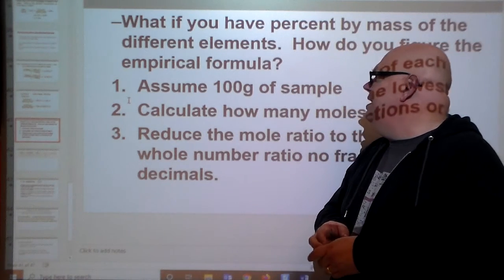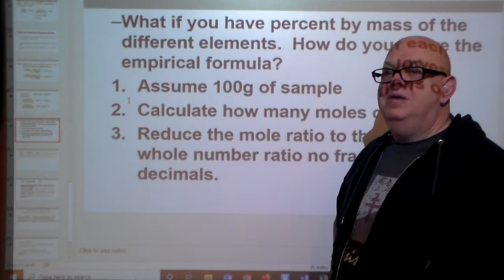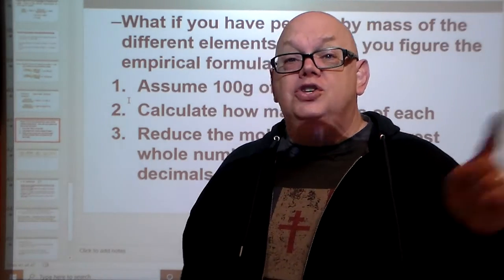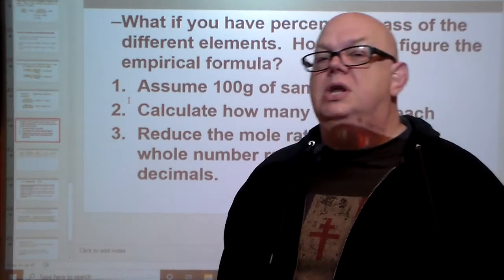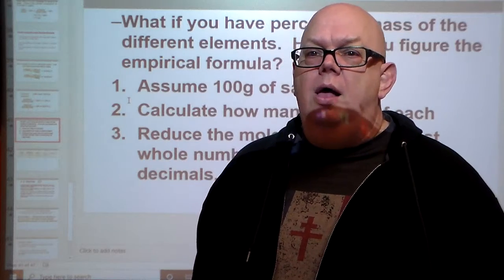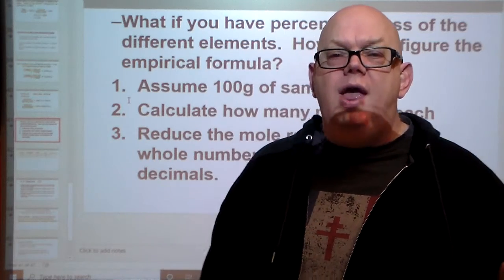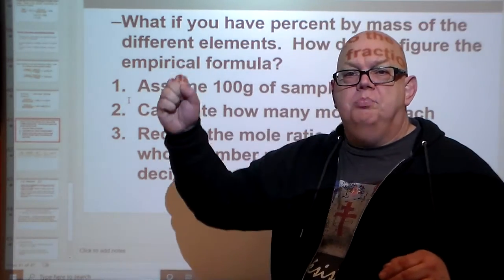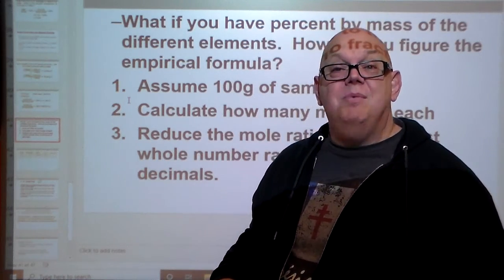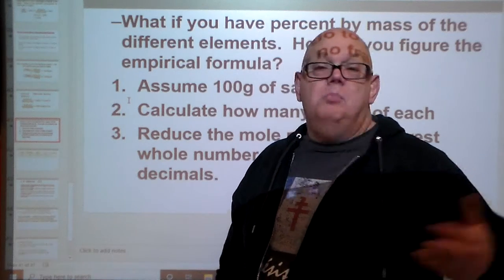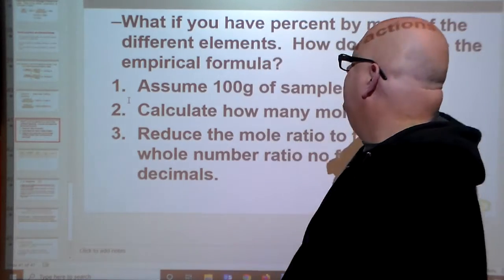Well, first thing about it is you have to assume 100 grams of the sample. Why? Because it's a whole lot easier to work with. If they say 60% carbon, 20% oxygen, 20% hydrogen, for example, those are percents, and we can easily translate those into versions of 100 grams, right? Because you take away the percent sign and put the grams there and boom. So if something is 60% carbon, we can say, hey, it's 60 grams of carbon and be done with it. It makes it a lot simpler when you have to go and figure that out.